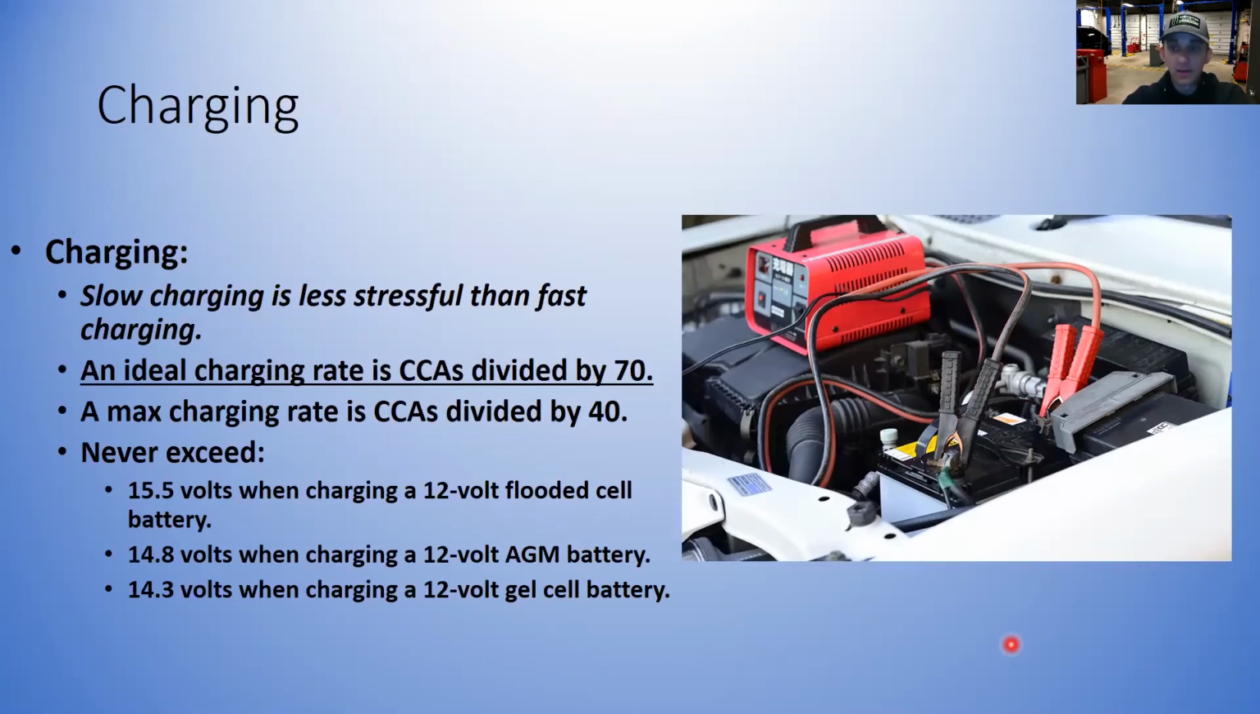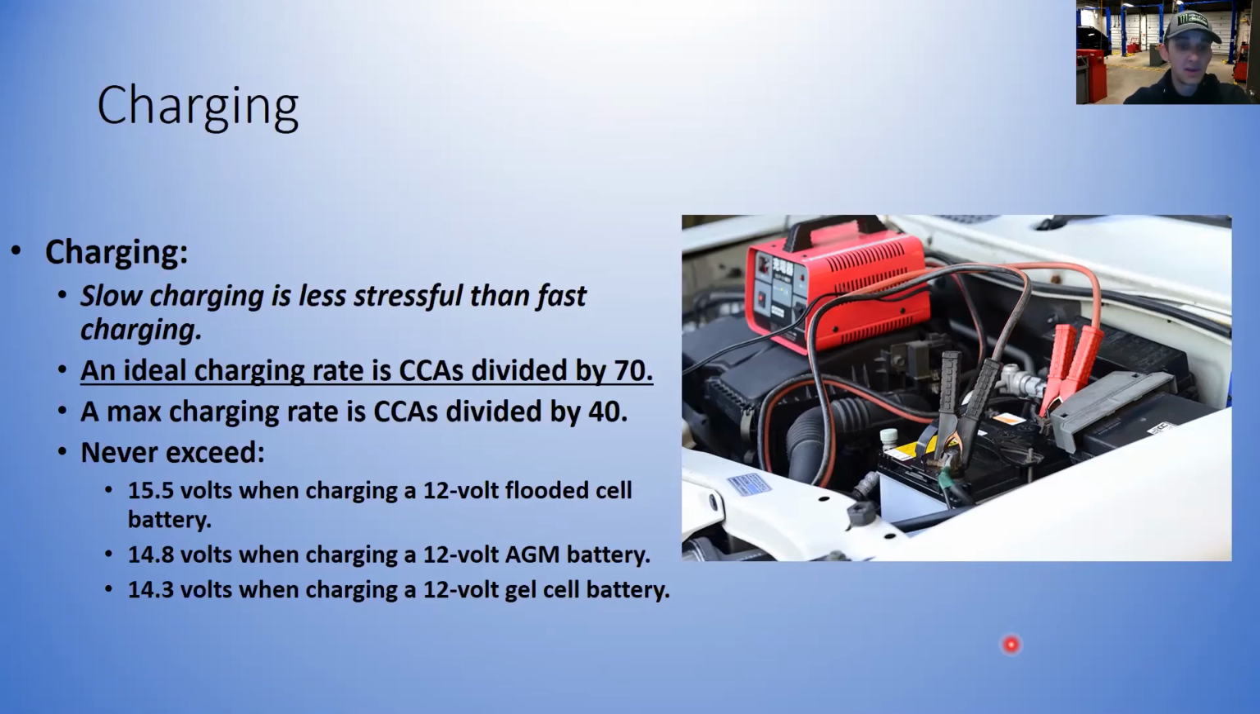But avoid fast charging if at all possible, because fast charging creates a lot of heat inside the battery. If you're not paying attention and you charge it too quickly with too high of a charging rate, it can actually start to boil the electrolyte and create excessive hydrogen gas. So that becomes a dangerous situation, and it's also damaging the battery. The plates inside the battery do not like that. So slow charging is ideal.